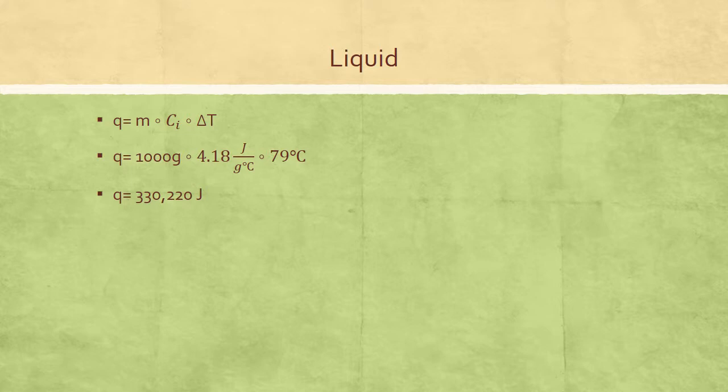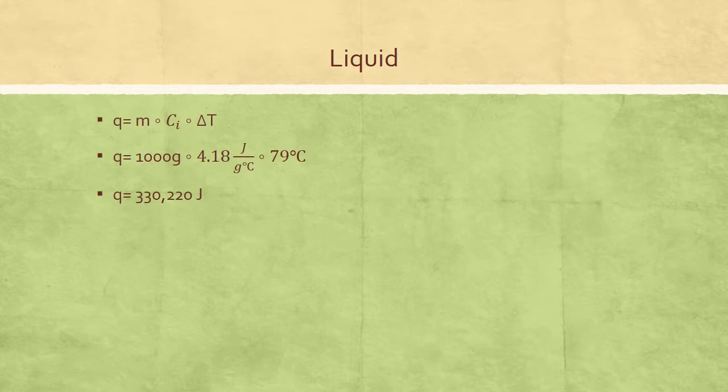And in order to calculate this, we use the equation Q equals m times Ci times delta T. Q is the total energy, m is the mass, Ci is the specific heat capacity of water in the liquid state, and delta T is the change in temperature. Now, specific heat capacity is how much energy is required to change the temperature of one single gram. So we know there's 1,000 grams. So the specific heat capacity of water is 4.8 joules over grams degrees Celsius times 79 degrees Celsius. We get to 79 because the boiling point of water is 100 degrees and we start at 21, so 21 plus 79 equals 100.